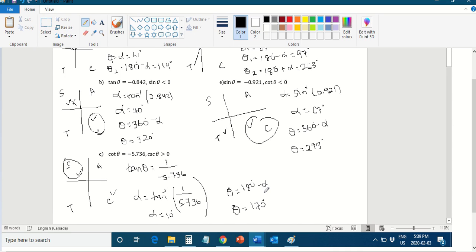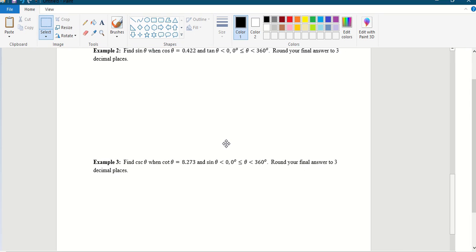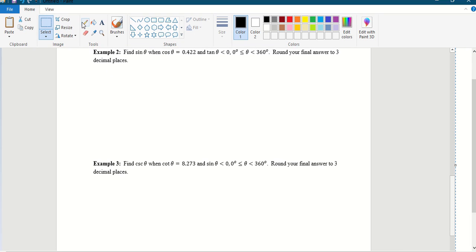Okay. Let's see some more examples. Let's say we are given cos theta equals 0.422, tan theta is less than 0, and theta is between 0 to 360 degrees. We are asked to find sine theta. In order for us to find sine theta, first we'll need to find theta. How? Like previous examples, we will sketch this first. We are given cos theta to be positive, so that's in this quadrant and this quadrant, and tan less than 0, so that's in the fourth quadrant again.